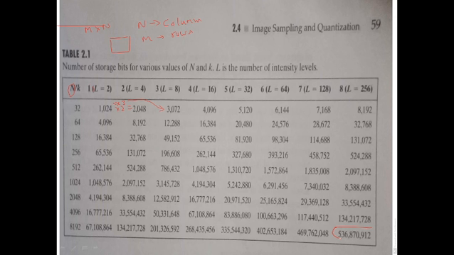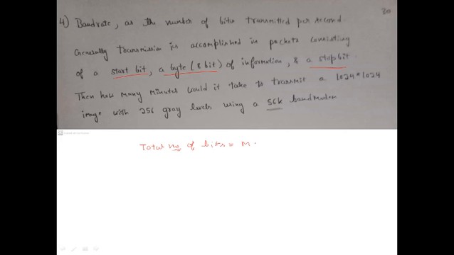You already know the total number of bits would be m cross n cross k. Here the total number of rows and columns is 1024, so it is 1024 into 1024.